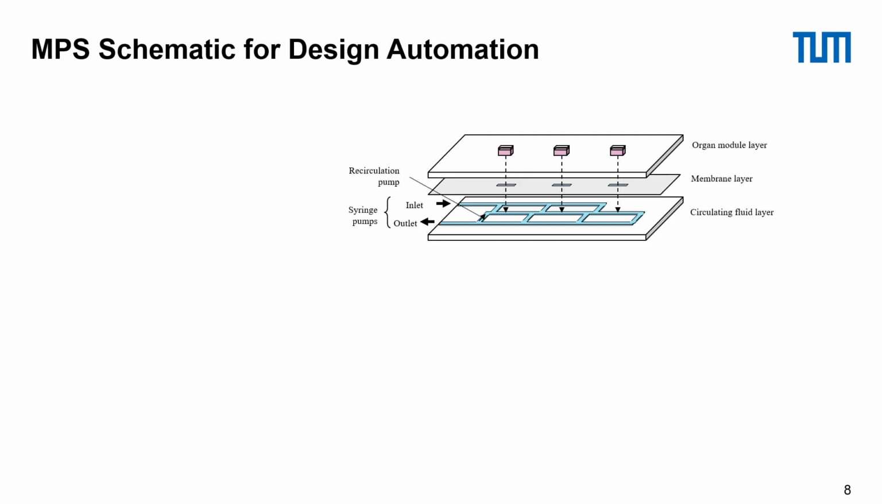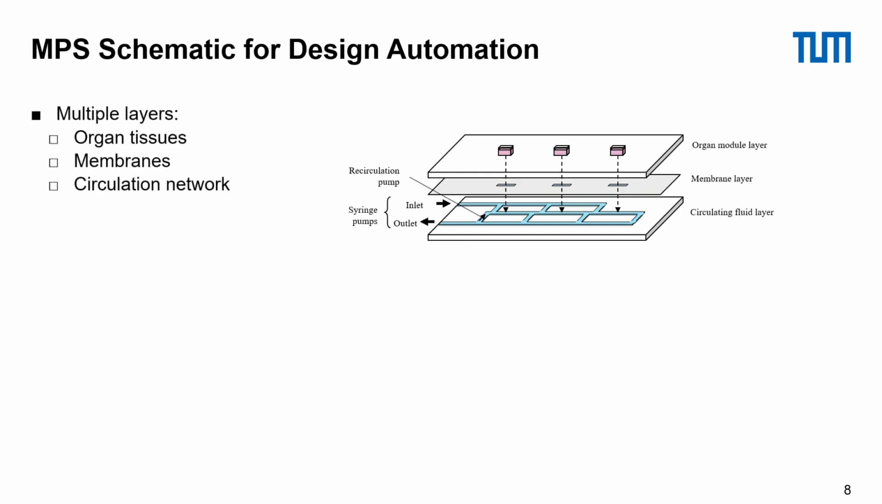Looking at a schematic, again, it's the same schematic, I've just separated this, and this is also good for people coming from both sides to maybe abstract a bit the idea of an MPS. So we have multiple layers, and this doesn't necessarily mean that this is the way it's fabricated. At the top, we have an organ module layer that contains our organ modules. These are separated by membranes from our circulatory network, so we could connect all of the organs. For now we apply a syringe pump, but in theory any pumping system could be applied. And we also have a recirculation pump for the circulation of the media.